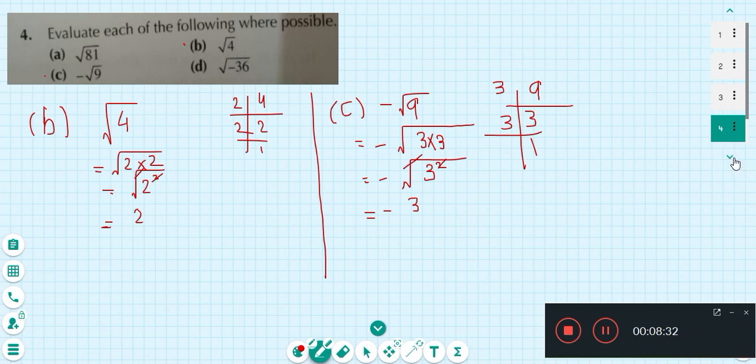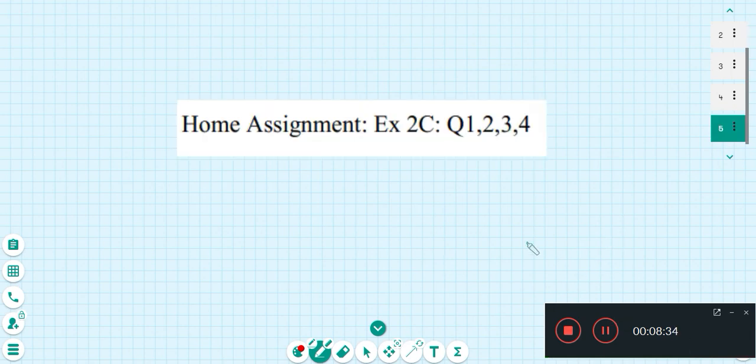So the practice questions are for you. Home assignment questions or practice questions are question number 1, 2, 3 and 4. All the parts including those we have discussed in this lecture.